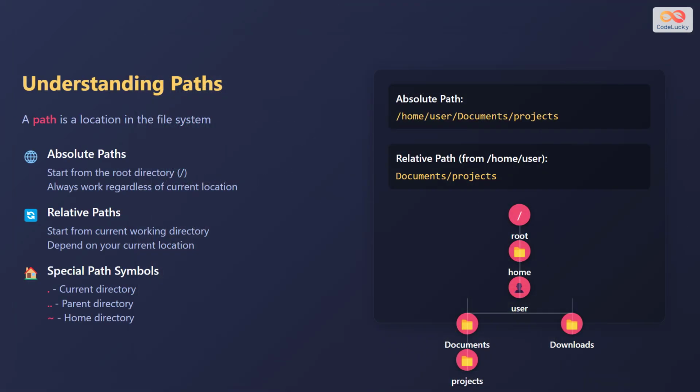A path is a location in the file system. There are primarily two types of paths to be aware of. Absolute paths, which start from the root directory, represented by a /, and always work regardless of your current location. Relative paths, which start from your current working directory and depend on your current location. There are also special path symbols. A single dot represents the current directory. 2 dots represent the parent directory. A tilde represents the home directory.